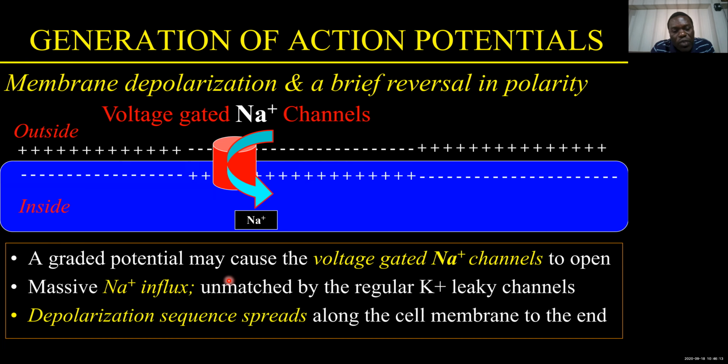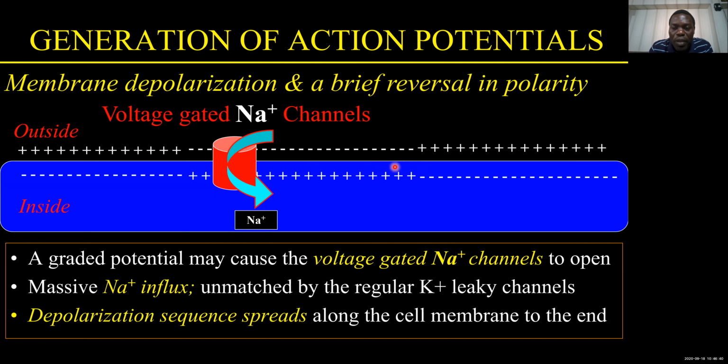It is important for you to note that the depolarization sequence spreads along the cell membrane to the end. As long as you have a disturbance in this segment, you're going to open, yes, this one has already been opened, but you're also going to open voltage-gated channels here because of the same effect, that there's a voltage disturbance that makes the voltage-gated channels open.